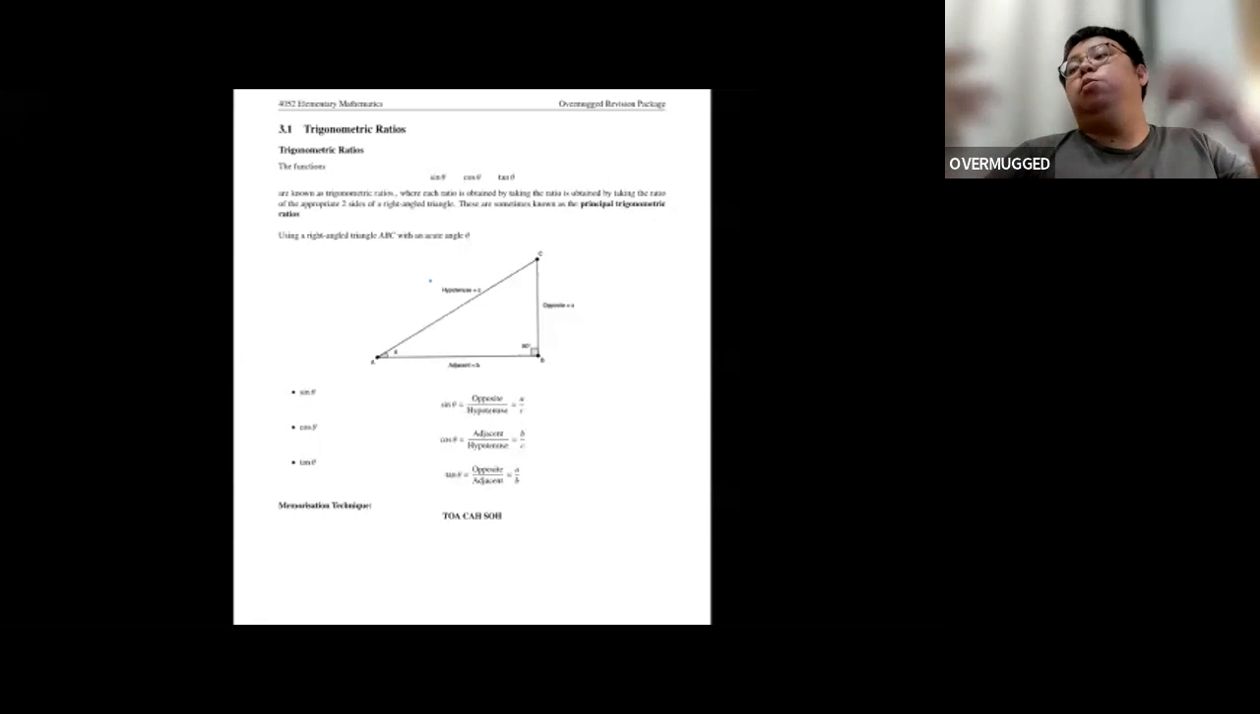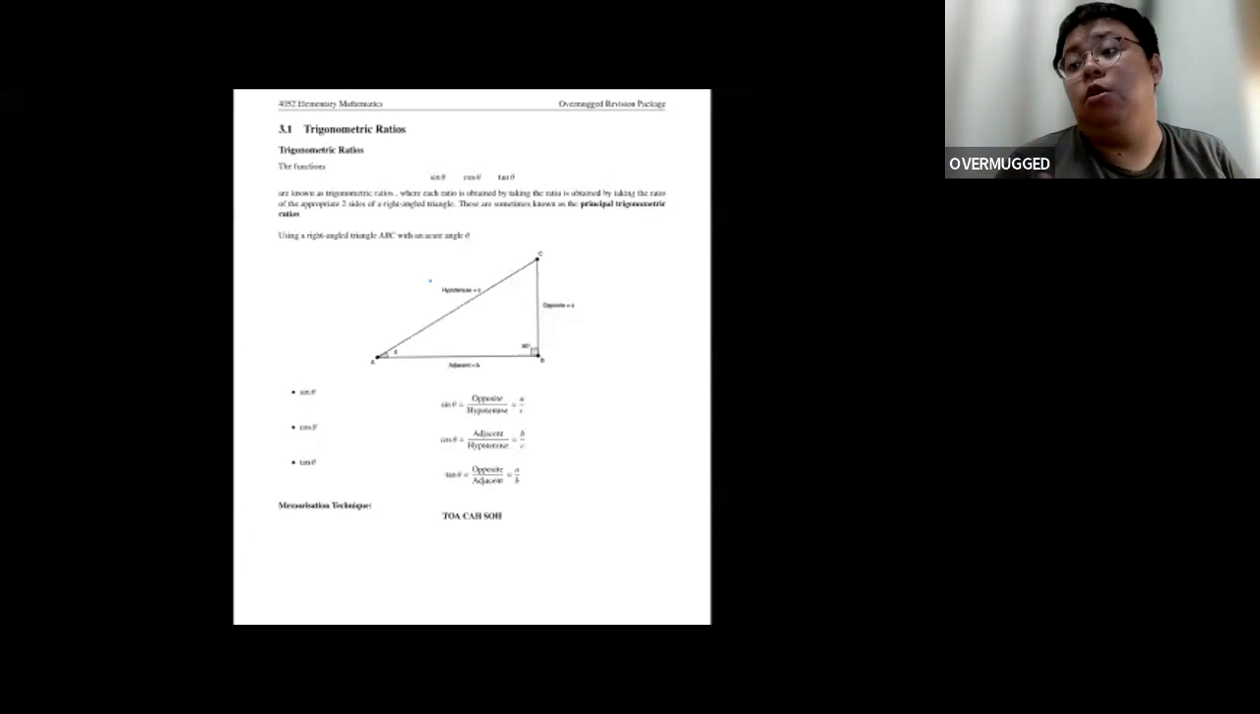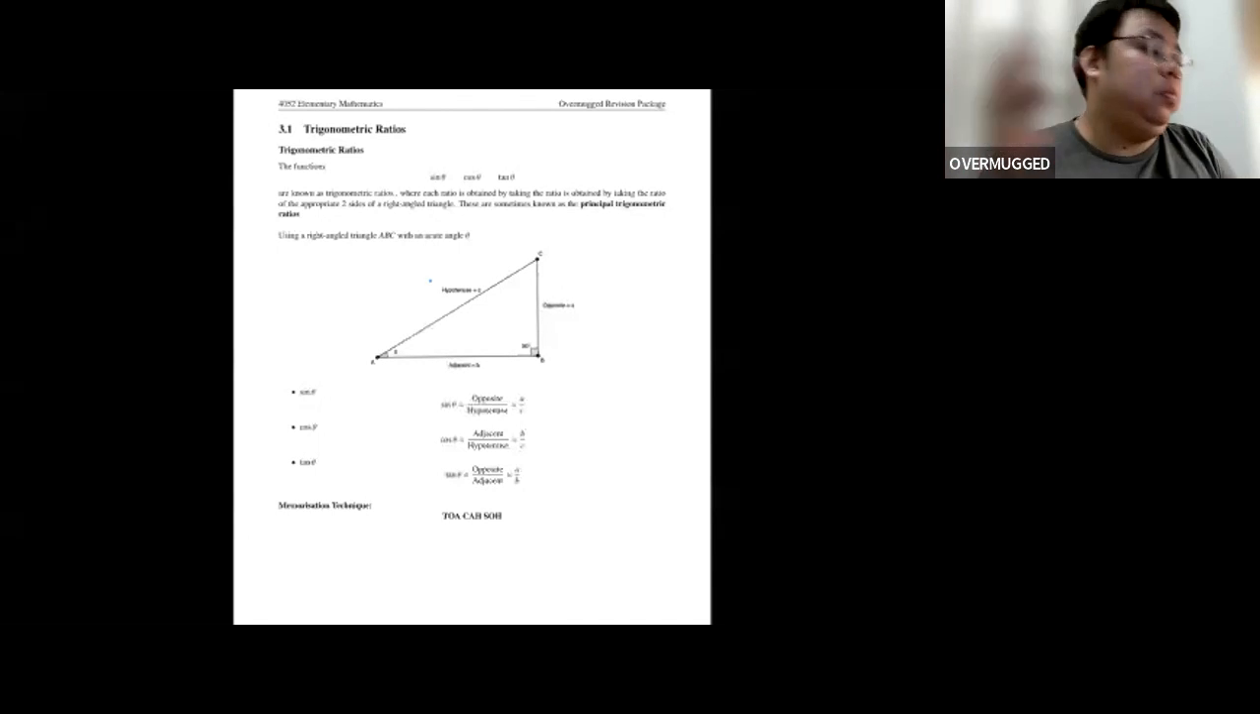Okay, so please be careful. Please remember, sine is opposite over hypotenuse, cosine is adjacent over hypotenuse, and tangent is opposite over adjacent. Just remember that SOH CAH TOA questions are always for right-angle triangles, because I have students that try to use SOH CAH TOA on non-right-angle triangles, and it's very sad. Please be careful. SOH CAH TOA only works for right-angle triangles.